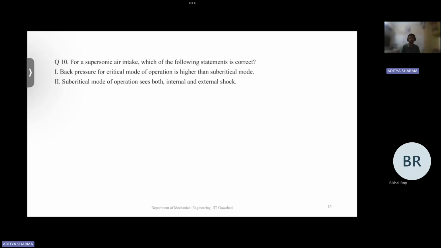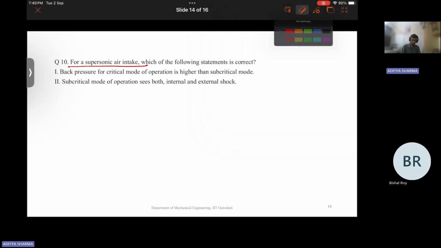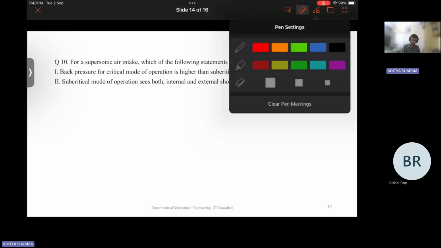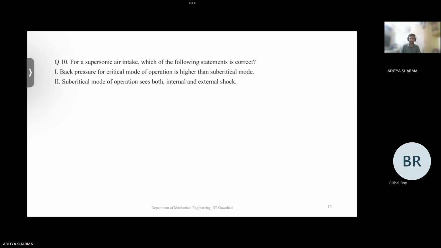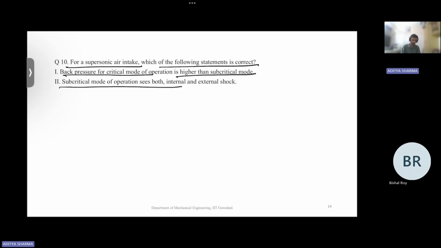So the question is this: for a supersonic air intake, which of the following statements is correct? Two statements have been given, and based on that, we have to pick the correct statement. First is, back pressure of critical mode of operation is higher than subcritical mode. So whether this is correct or not. Second is, subcritical mode of operation sees both internal and external shock.